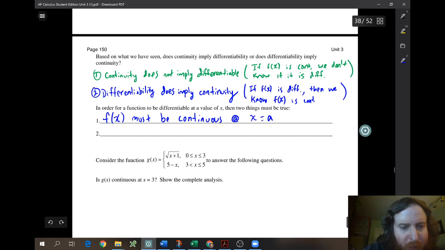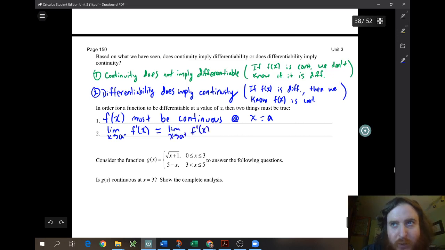And the second rule is a little bit trickier. It's that the limit as x approaches a from the left side of f prime of x, not of f of x, but of f prime of x, must equal the limit as x approaches a from the right side of f prime of x. And so what this is saying is that basically the derivatives are approaching the same value.